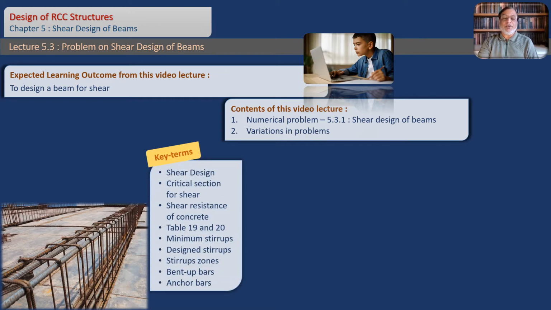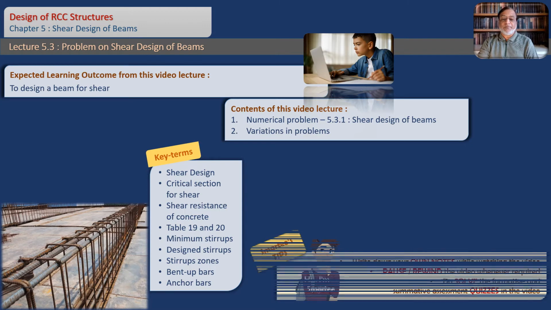We are going to make use of some key terms: shear design, critical section for shear, shear resistance of concrete, Table 19 and 20 of IS 456-2000, minimum stirrups, designed stirrups, stirrup zones, bent up bars and anchor bars.